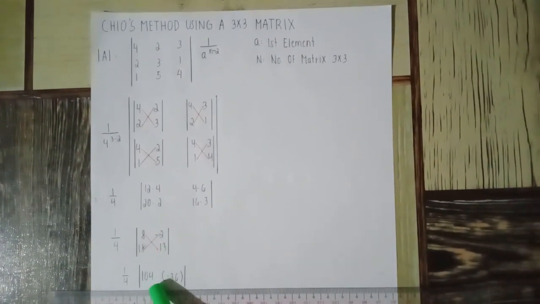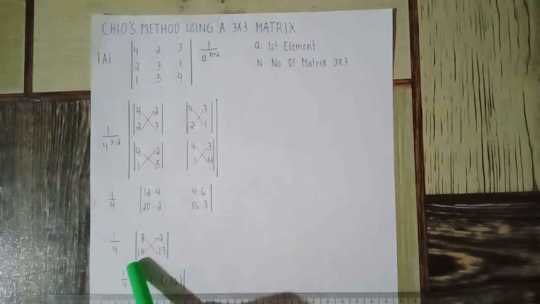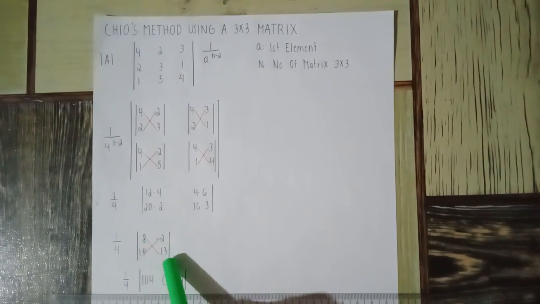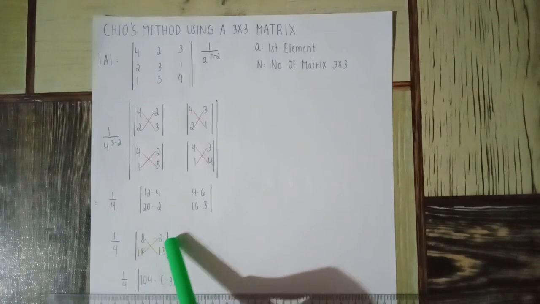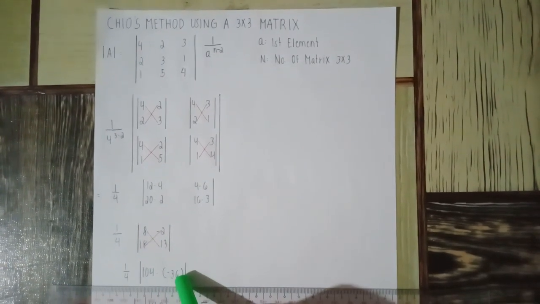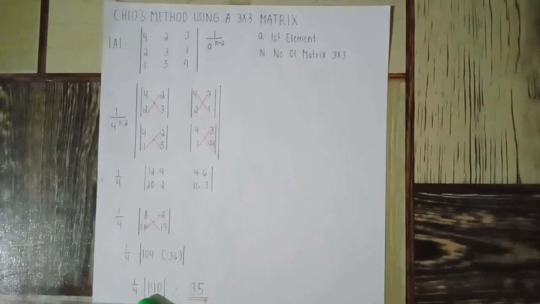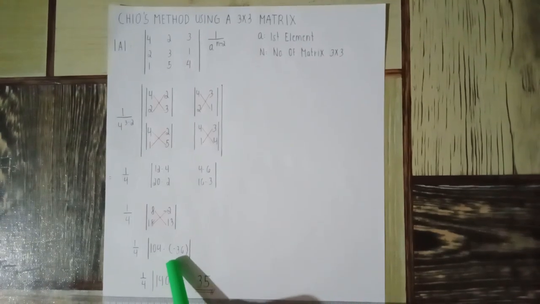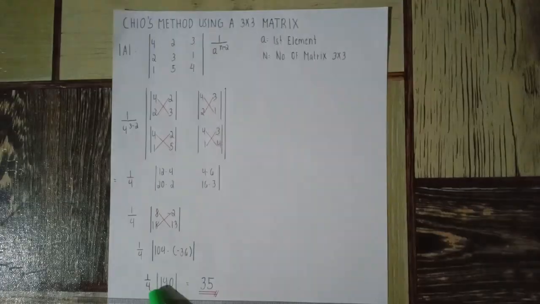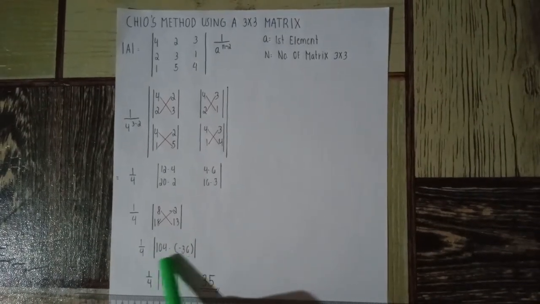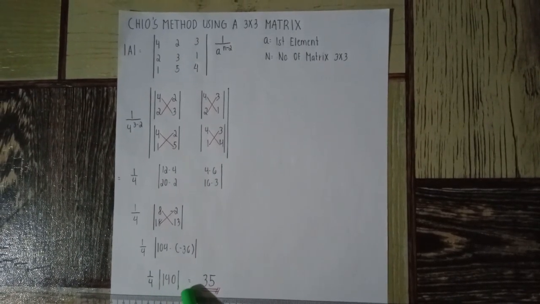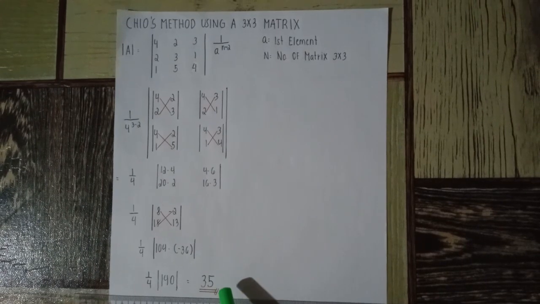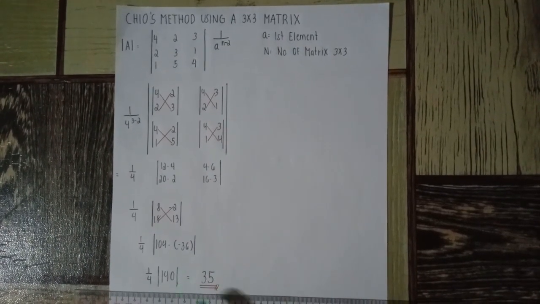And the next step is you use cross multiplication again. 8 times 13 is 104. 18 times negative 2 is negative 36. Last step, 104 minus negative 36 is 140 because we have the same sign. 1/4 times 140 equals 35. The determinant is 35.